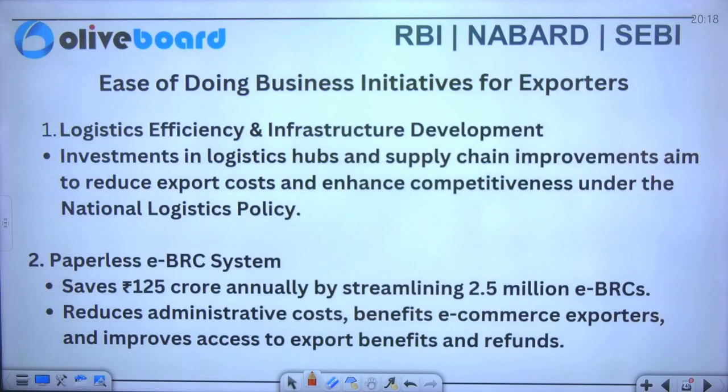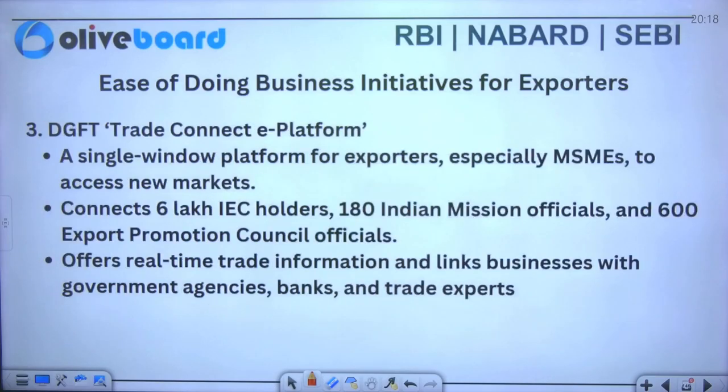Now we'll talk about the ease of doing business initiative for exports. Here first we have logistics efficiency and infrastructure development. You can see investment in logistics hubs and supply chains has improved, which aims to reduce the export cost and enhance competitiveness under the National Logistics Policy. Similarly, we are highly focusing on the paperless eBRC system. It will save 125 crore annually by streamlining 2.5 billion eBRCs. Similarly, it will reduce the administrative cost. It will benefit e-commerce exports, and it will improve access to export benefits and refunds.